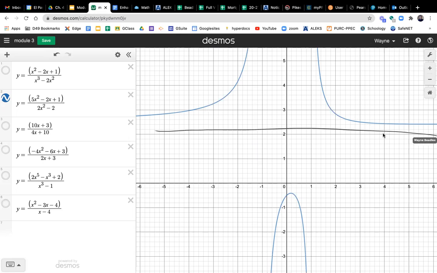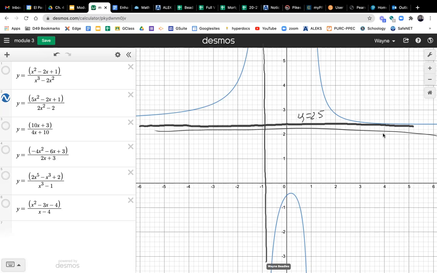I just wish I could write on it. Oh, I can write on it. So see how I am. It can't get any bigger than this. This is the horizontal asymptote y equals 2.5 or 5 halves. You would want to put it as 5 halves, and then it has a vertical asymptote right here at x equals -1, and then another one at 1.